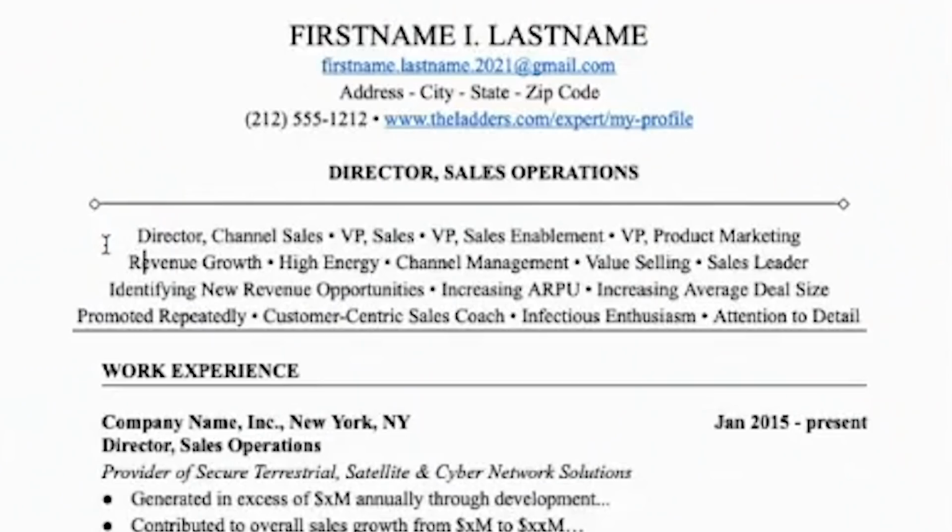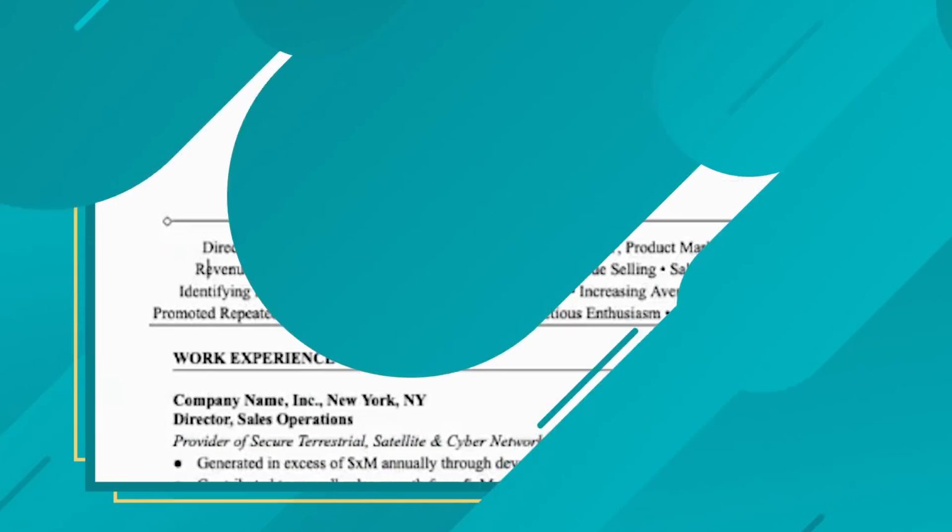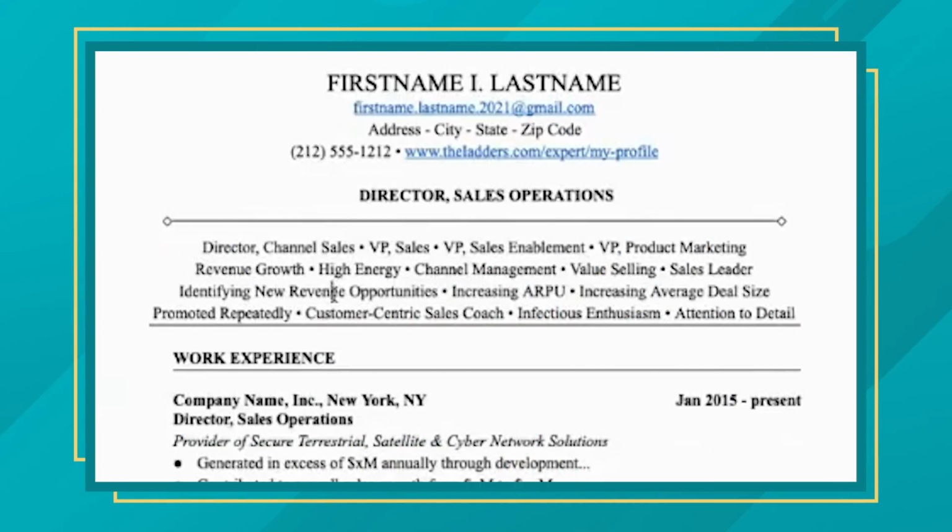Okay, great. So then from your background in terms of capabilities, what I pulled out of there was revenue growth, high energy, channel management, value selling, sales leader. I like it. From the accomplishments, this was wordy, but I thought it made sense for you. Identifying new revenue opportunities, because that seems to be a repetitive theme in your background. Increasing ARPU and increasing average deal size.